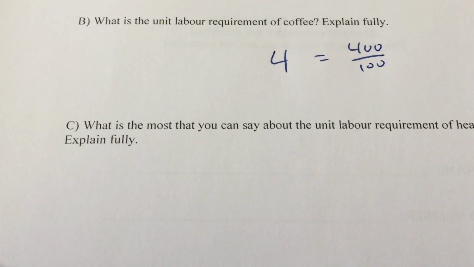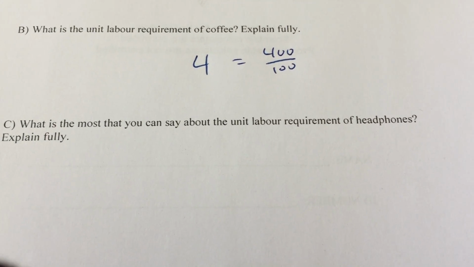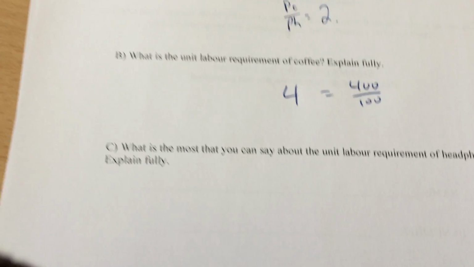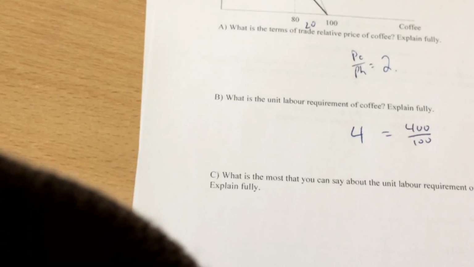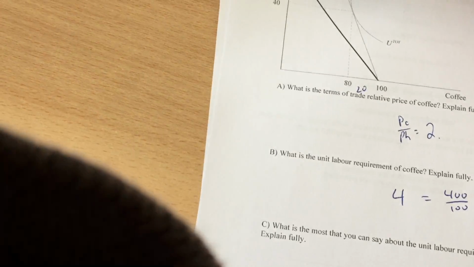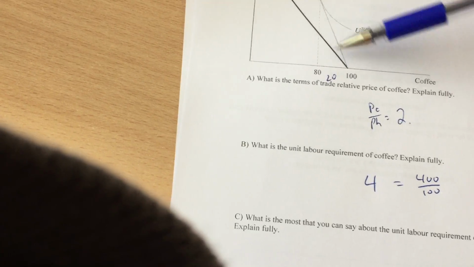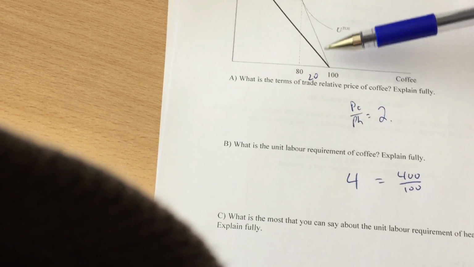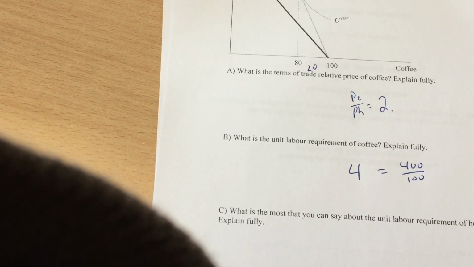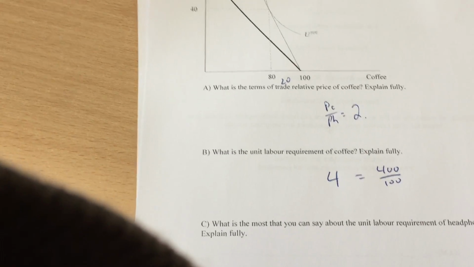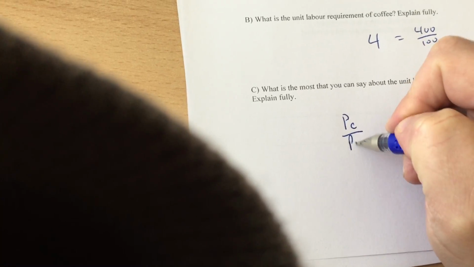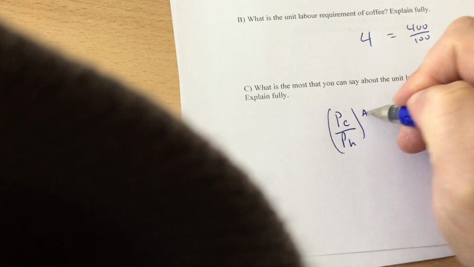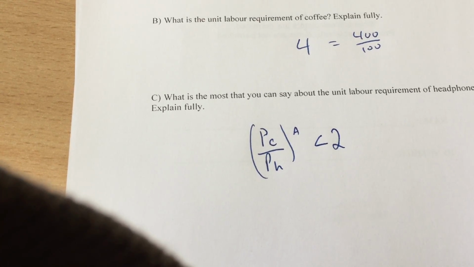What is the most that you can say about the unit labor requirement of headphones? Explain fully. All right, so in autarky, we have a relative price that's got to be less than this terms of trade price, which is 2. So we know that much. The price of coffee over the price of headphones in autarky has got to be less than 2. Otherwise, we wouldn't be exporting coffee.